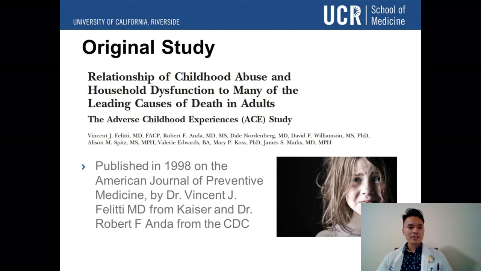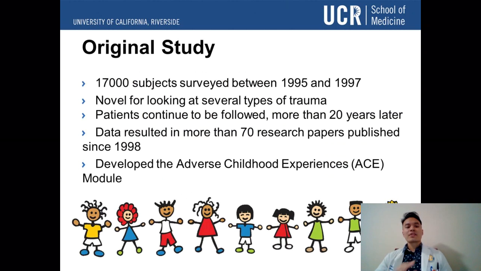This original study was titled Relationship of Childhood Abuse and Household Dysfunction to Many of the Leading Causes of Death in Adults. It was originally published in 1998 by Vincent J. Felitti, MD, from Kaiser, and Dr. Robert F. Anda from the CDC. They looked at 17,000 subjects surveyed between 1995 and 1997, so around 2 years.